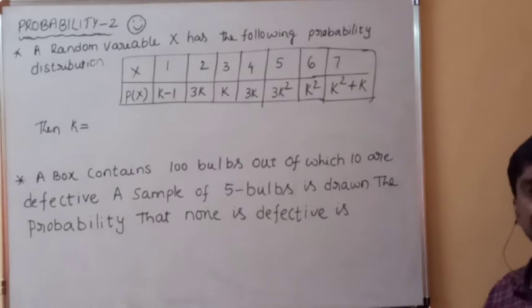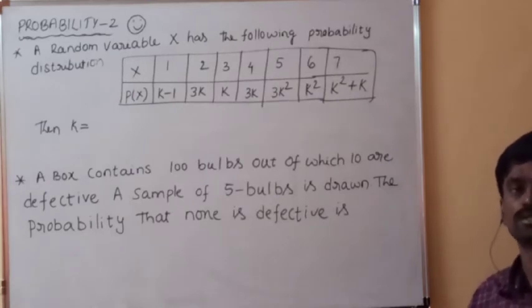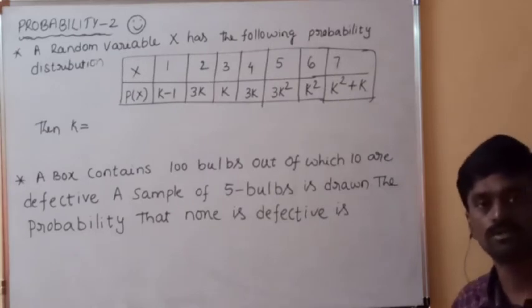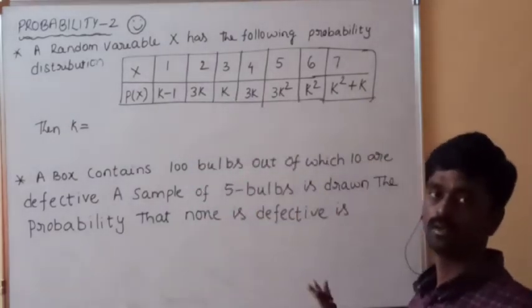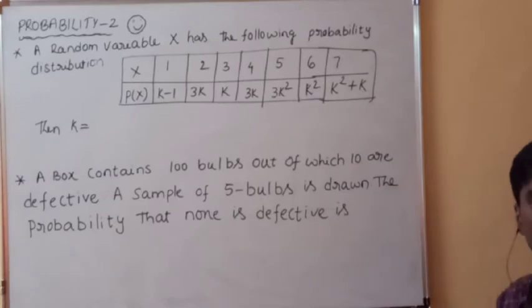So what is the concept? The concept is: the sum of the probabilities is equal to 1. The sum of these probabilities is equal to 1. So by equating it to 1, we will get the k value.